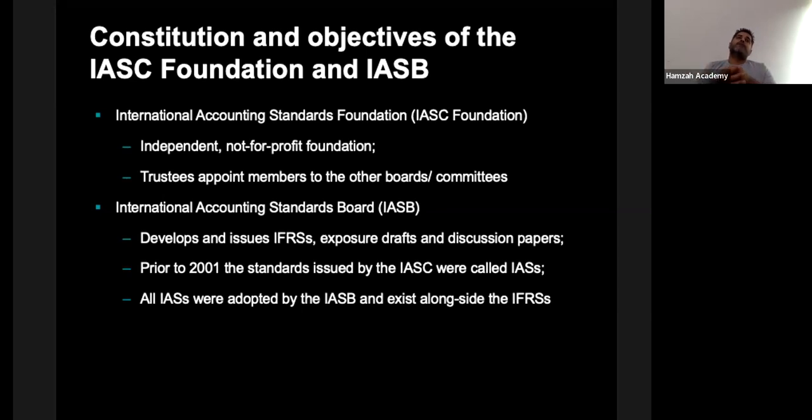For example, if you talk about the revenue standard, before the updation it was IAS 18 Revenue. Now it is IFRS 15 Revenue. Before we had IAS 17 Leases. Now we have IFRS 16 Leases. Before that, we had IAS 38 Intangible Assets in which goodwill was treated. But in January 2003, IFRS 3 Business Combinations was introduced, and goodwill was taken out from IAS 38 into a new separate standard, IFRS 3.